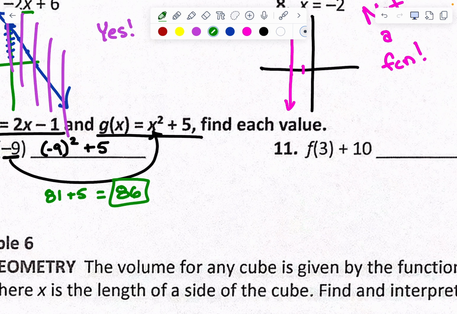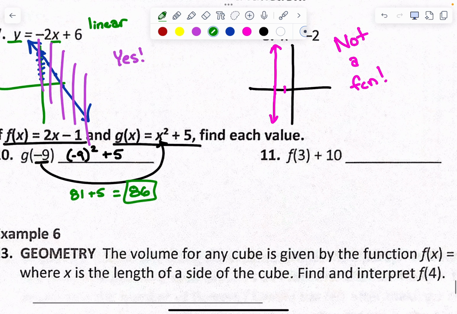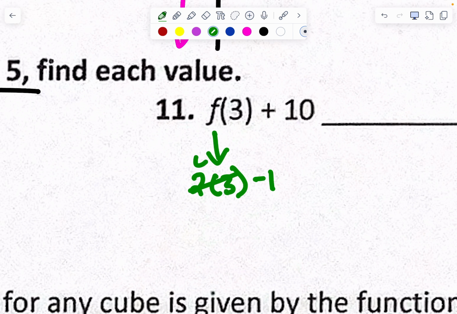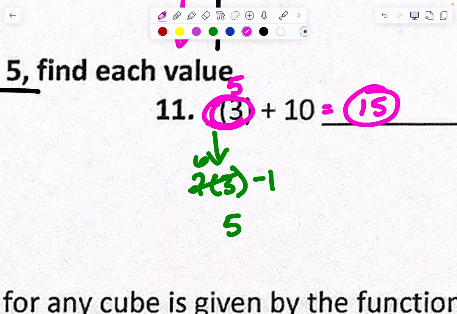Okay? And the next one's 15. The next one has the plus 10 on the end of it. So let's just save the plus 10 for a minute. We need to do f of 3, okay? So I'm going to plug 3 into f. So 2 times 3 minus 1, right? 2 times 3 is 6, and 6 minus 1 is 5. So that means that f of 3 was 5. So final answer? 15, right? We have to do the plus 10 after we figure out the f of 3, right?